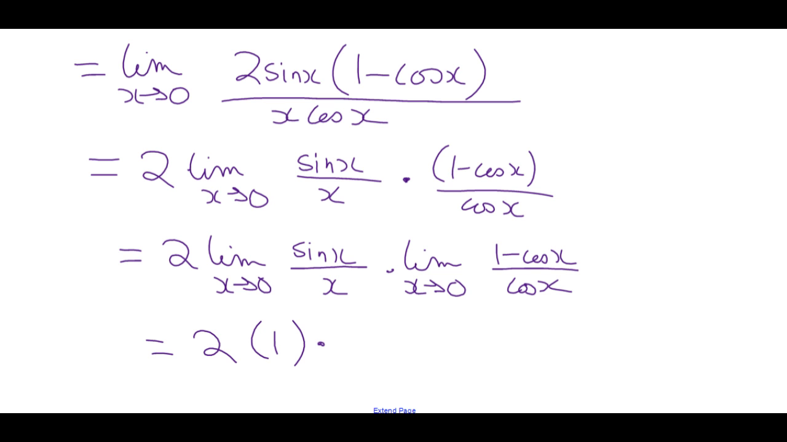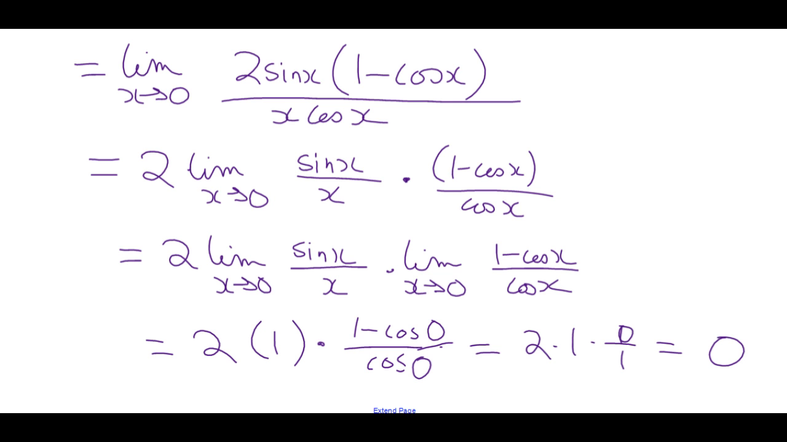times, okay, what's 1 minus cos x? What's 1 minus cos 0? 0. Okay, so I could write that out. So 1 minus cos 0 over cos 0. Damn, 0, not theta. Equals 2 times 1 times 0 over 1, or just 0.